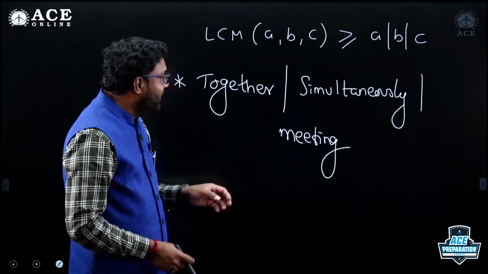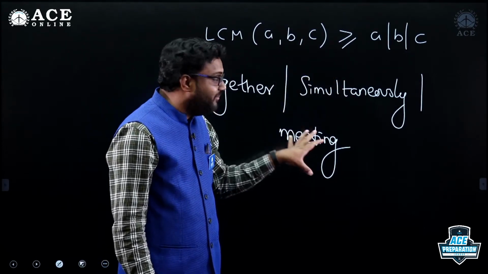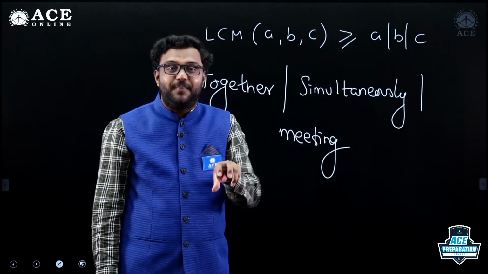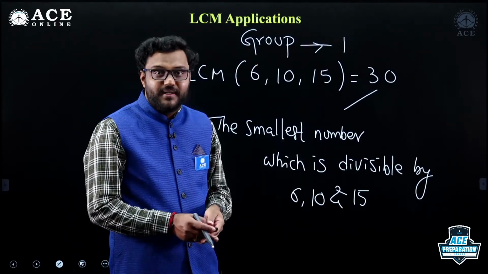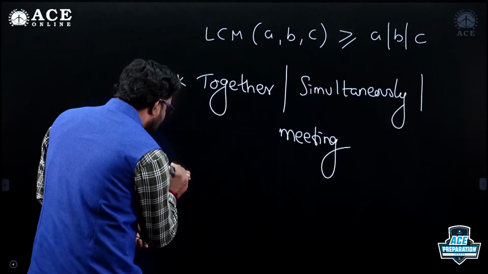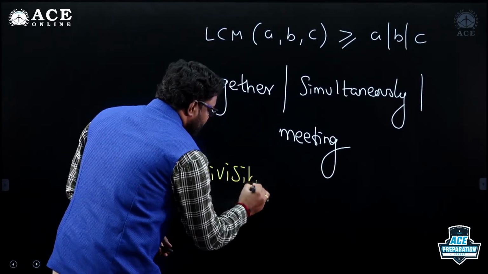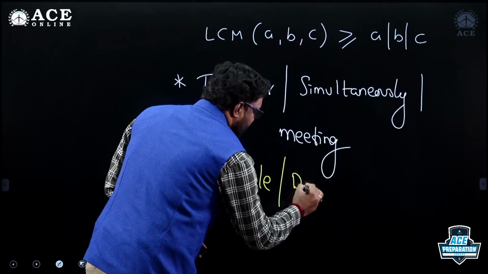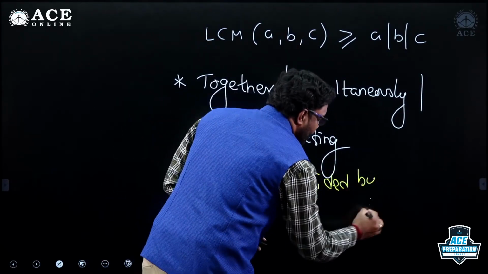Whenever they ask when 3 bells or 5 bells ring together, or meet simultaneously, you can sense that you have to apply LCM. Next, divisible by a group of numbers. If they mention divisible or divided by a group of numbers.